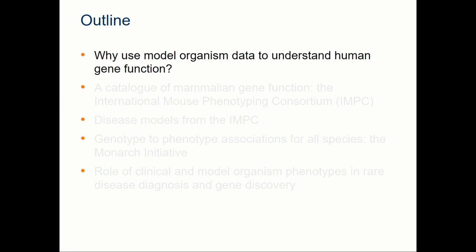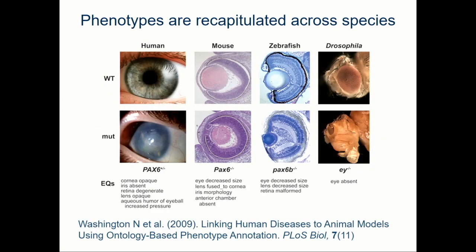Starting off with why we want to use model organism phenotype data. The whole reason some species are considered model organisms is that when you look at their gene function and what happens to the phenotypes when you disrupt these genes, it very closely mimics what you see in the human disease. There's a nice example of this from one of the first Monarch Initiative papers, where you see PAX6 mutations in human, mouse, fish, and the fruit fly Drosophila, with abnormalities in all of the mutant forms here at the bottom. You'll notice that the abnormalities are slightly different in the different species, which is something I'll come back to later in the talk.